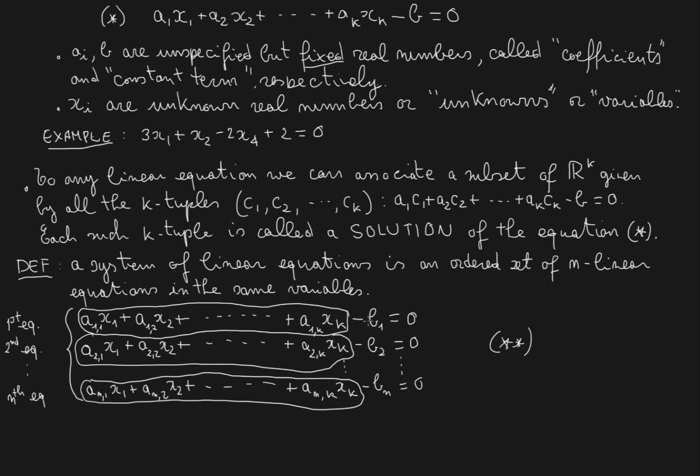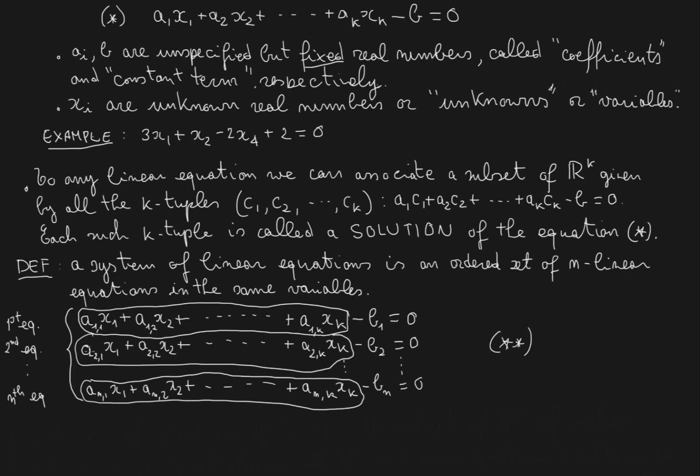Now the constant term. Before it was just a b, because there was just one equation. Now the constant terms here are not necessarily the same throughout the equations. Therefore we have to introduce an index for the constant term as well, and one index is sufficient because this index is going to be matched with the equation to which it belongs. So for the first equation there will be a b1.